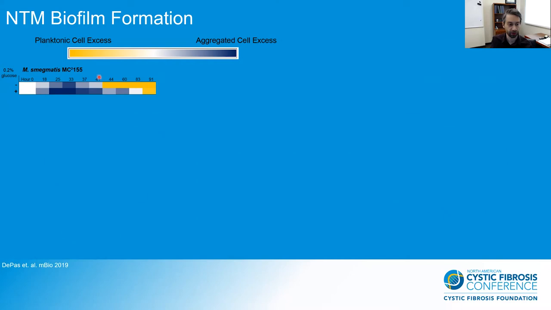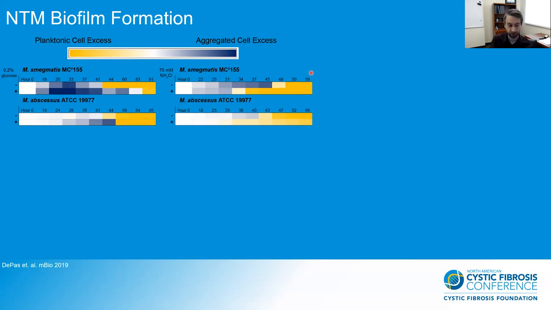as planktonic cells. The opposite then is true for adding ammonium. You decrease aggregation duration and your transition to planktonic cells is earlier in the culture there. So this trend holds true for a lot of different NTM. This is just with the model strain Mycobacterium smegmatis, but we also see this with abscessus.